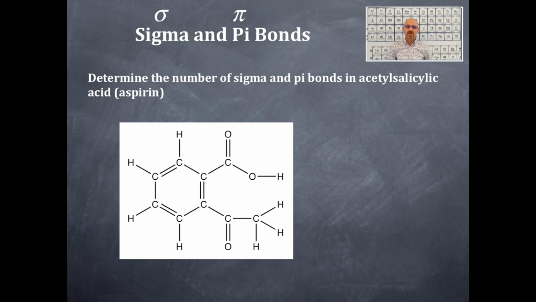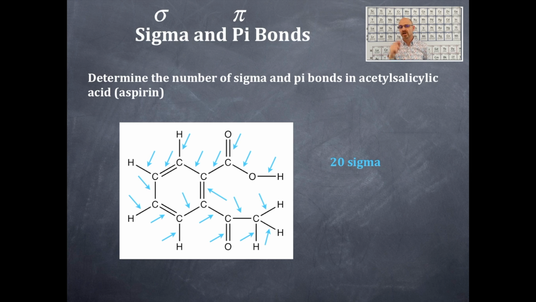So you're going to come with me here on this. You got 1, you got 2, you got 3, 4, 5, 6, 7, 8, 9, 10, 11, 12, 13, 14, 15, 16, 17, 18, 19, and 20. So how many sigma bonds? 20 sigma bonds. Now, there are no triple bonds in this molecule, so I don't have to worry about that.